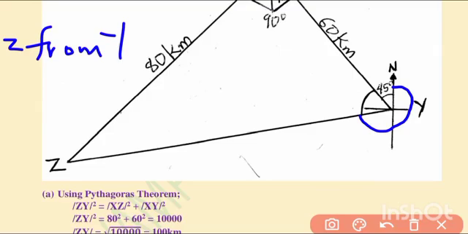And how do we do that? To do this, we need to find this angle. By the time we know this angle, if we want to know the bearing of Z from Y, we need to add this angle here plus this 45 and subtract the total from 360, and that will give us the bearing of Z from Y. So let's find angle theta here.